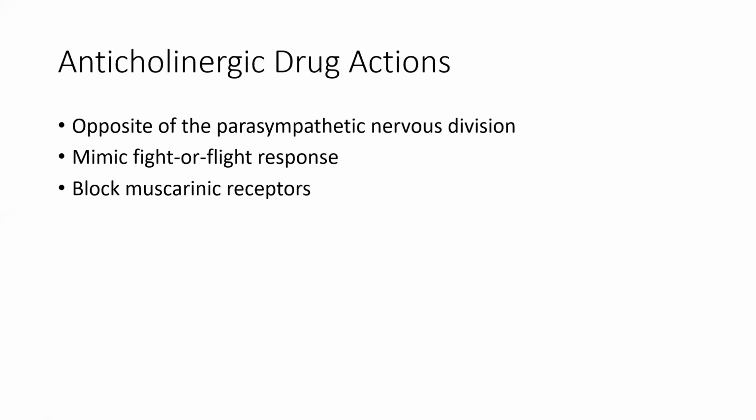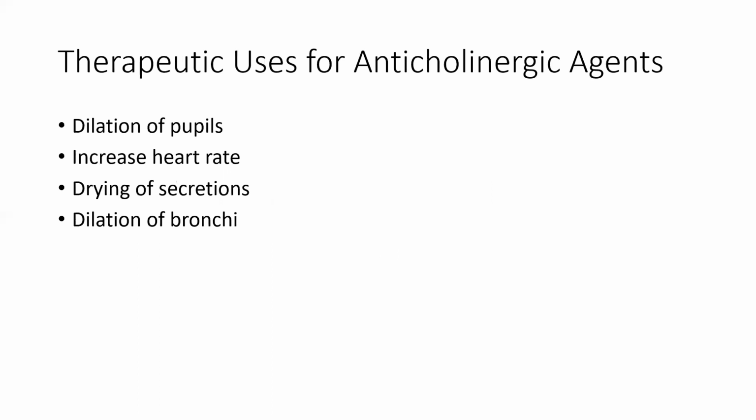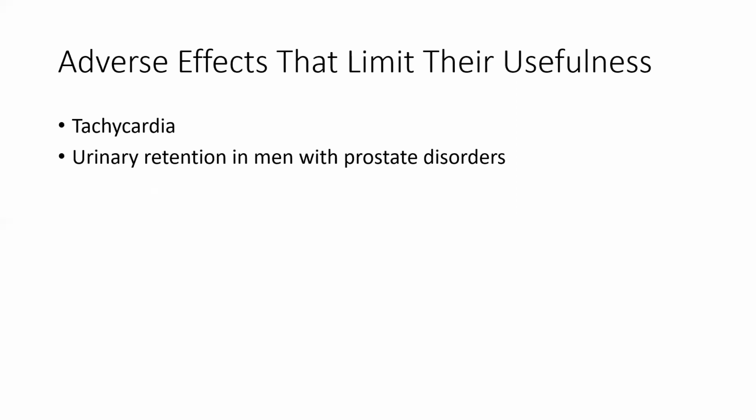Anticholinergic drug actions, as I am telling you, are the opposite of the parasympathetic nervous system. They mimic the fight or flight response and they block the muscarinic receptors so that they can show their action. Therapeutic uses will be the opposite, because before they were constricting the pupil, now they will dilate the pupil. They were decreasing the heart rate, now they are anti, so they will increase the heart rate. There were excess secretions, now there will be drying of secretions. There was constriction of the bronchioles, now they will do dilation of the bronchioles.